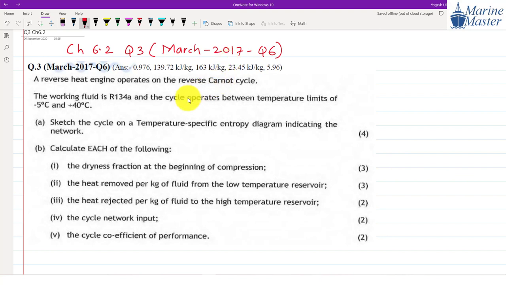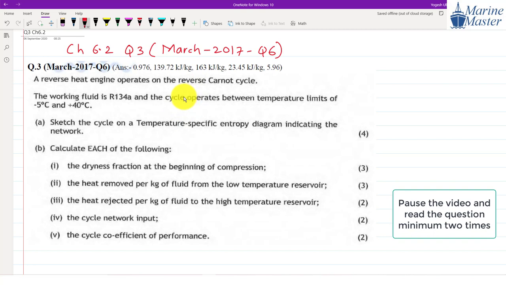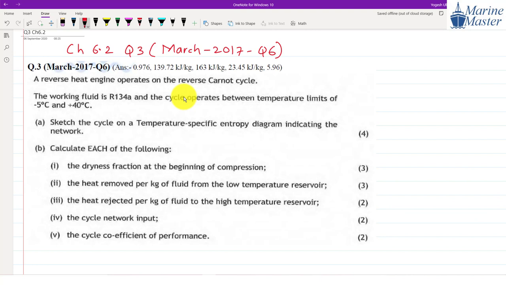Now after giving this heading, try to read this question minimum 2 times, guys. Now try to see the scenario here, what we have to do and how we are going to approach things. Here we have a reverse heat engine. Don't worry about this word. A reverse heat engine is nothing but a refrigerator, guys.